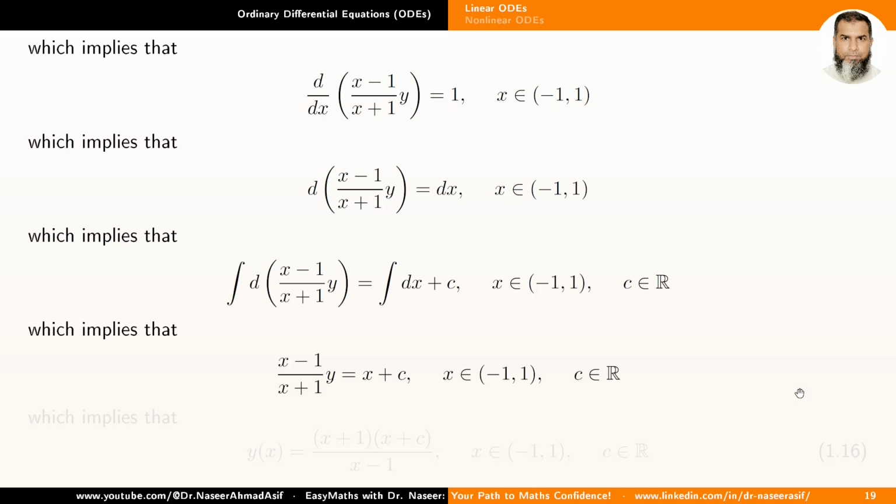So we have (s-1)/(s+1) · y = x + c, where s belongs to (-1, 1), open interval, and c is an arbitrary constant. So y(x) = (s+1)(x+c)/(s-1), where s belongs to (-1, 1), open interval, and c is an arbitrary constant.